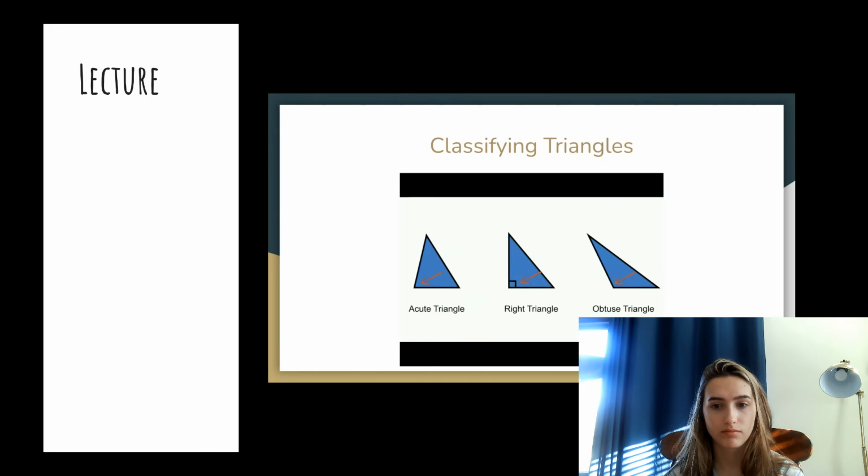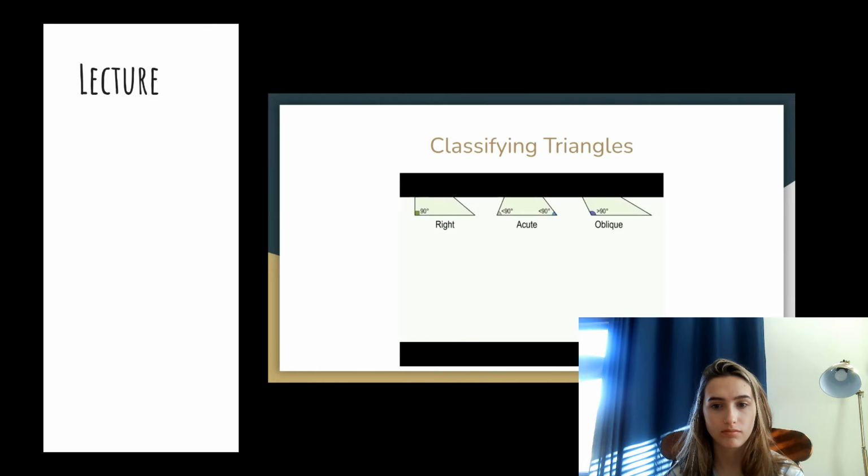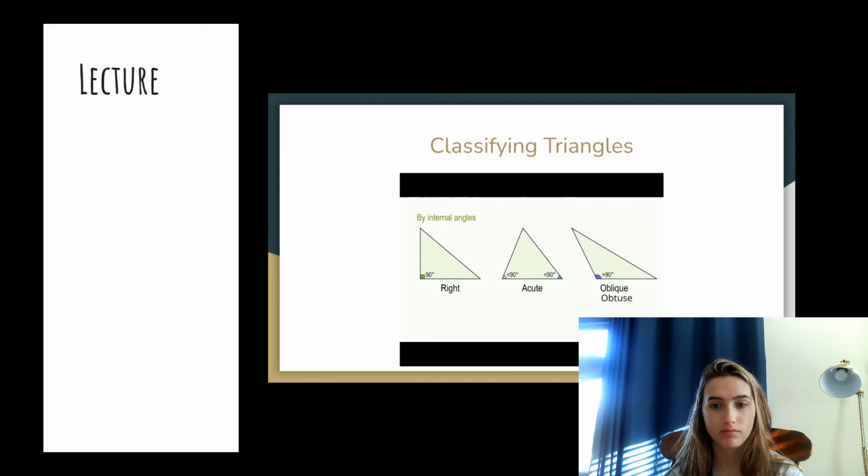Let's look at the classification of triangles according to angles. An acute triangle is a triangle with 3 angles that measure less than 90 degrees. An obtuse triangle is a triangle with 1 angle greater than 90 degrees. And a right triangle is a triangle with 1 angle that is equal to 90 degrees.